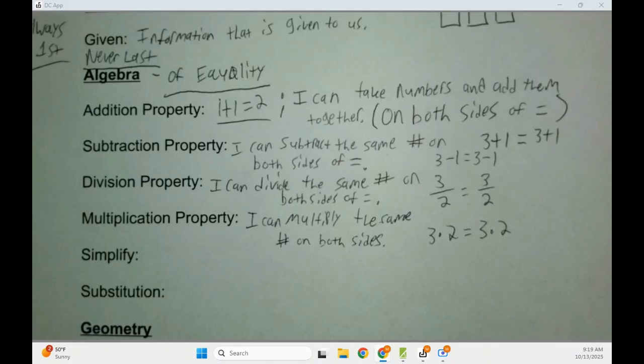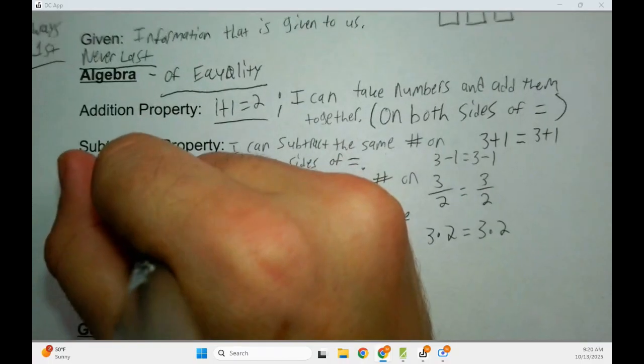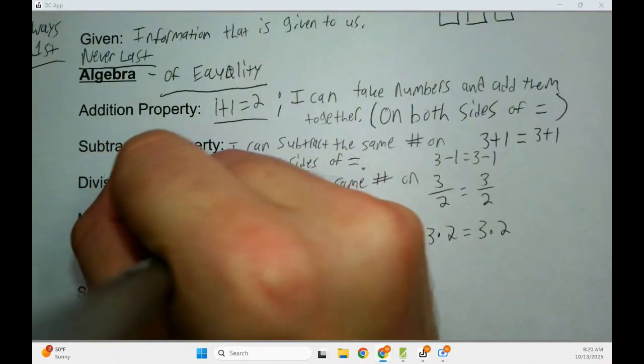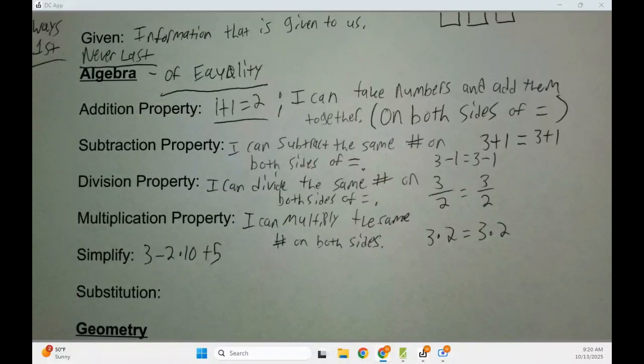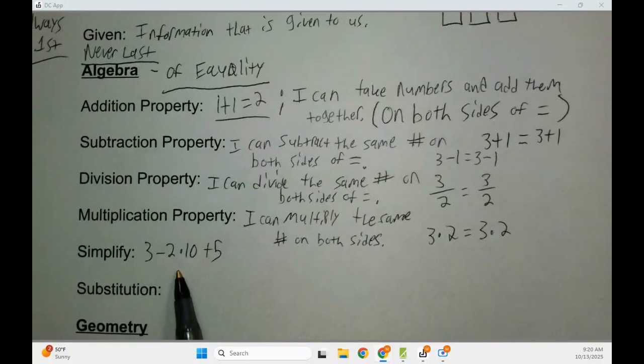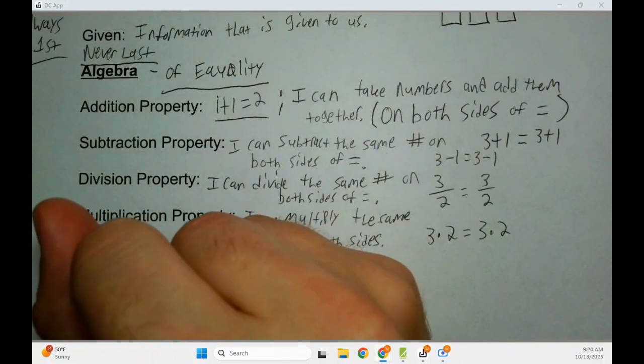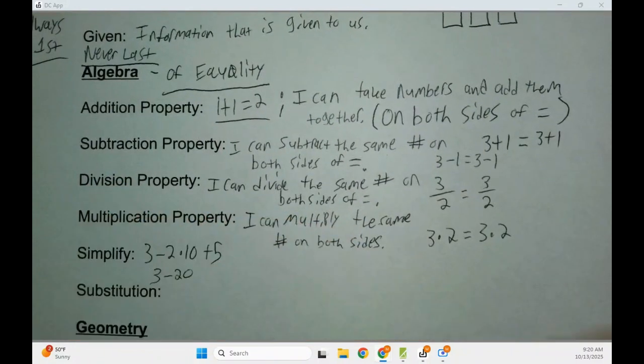Simplify. When I say simplify, I mean take a long string, do the algebra, and make it smaller. So for example, simplify. I could have something like 3 minus 2 times 10 plus 5. Let's do that. How do I sequence that? What's that going to be when I take 3 minus 2 times 10 plus 5? What's going on? Okay, explain why. 20, and that's a negative there, right? So 3 minus 20 plus 5.